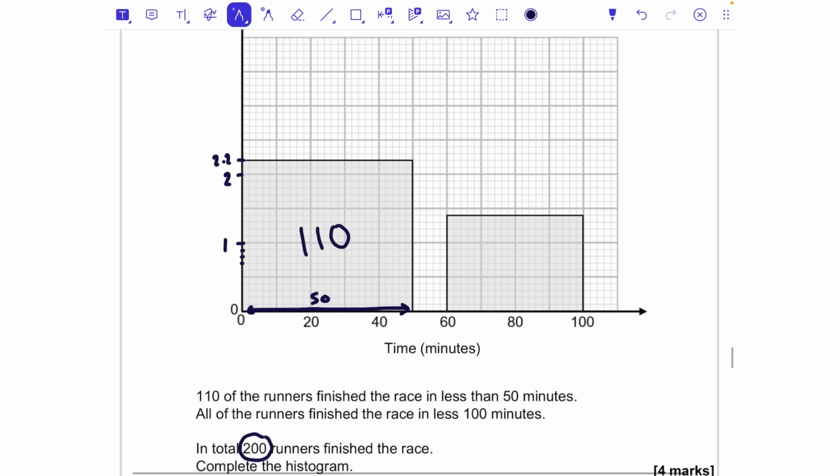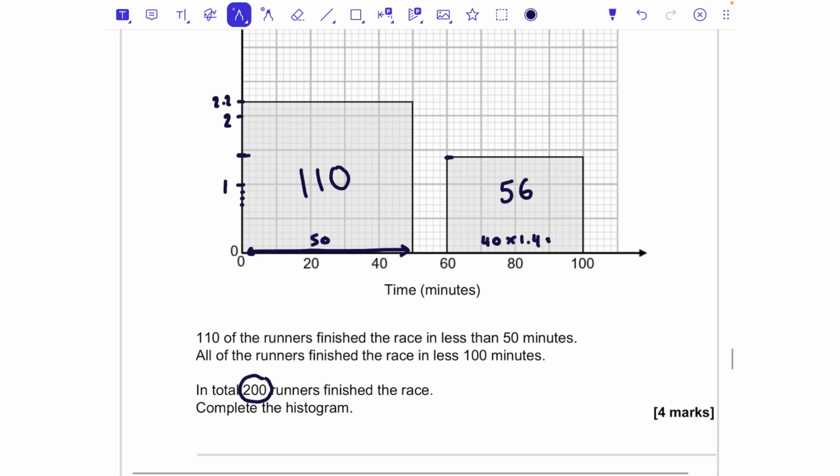So that's 110. I can now work out that the height of this bar over here is 1.4. So it's 1.4 tall and it's 40 wide. So 40 times 1.4 gives me an area of 56. So 56 people ran between 60 and 100 minutes. Adding that together, I've got 166 people taken care of so far. So 110 runners in the first category, 56 in that last category. So 166 runners, we already know where they finished.